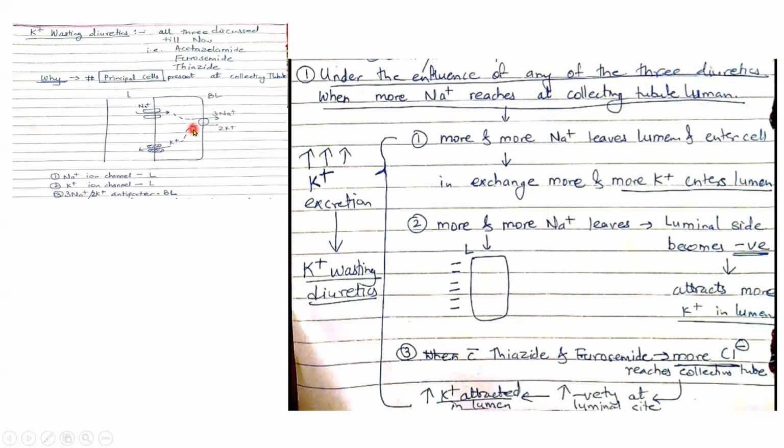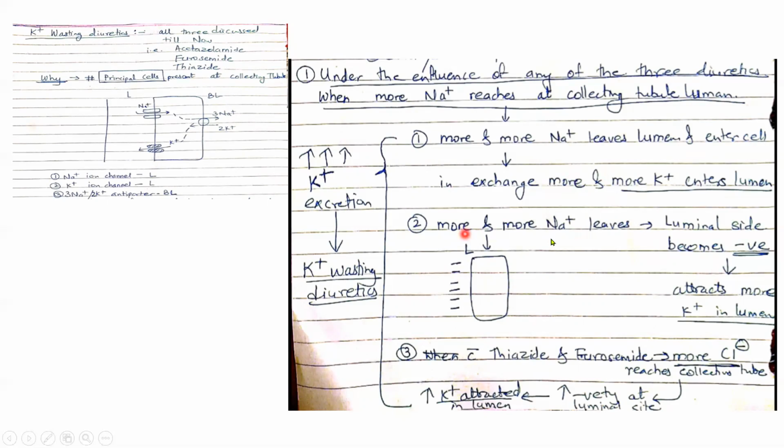Principal cells are present at the collecting tubule. Okay. So more and more sodium leaves the lumen here. See what has happened now. If only 2 molecules come, 1 molecule will enter. This is a very crude example. Only 2 molecules come, 1 molecule enters the cell, 1 molecule may be excreted out. 5 molecules come, the rate of entry will increase, right? So what will happen? The more sodium enters, the more potassium is exchanged. So more and more sodium leaves the lumen and enters the cell. In exchange, more and more potassium will enter the lumen. So this is the first thing.